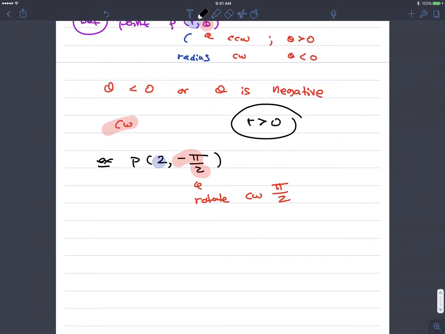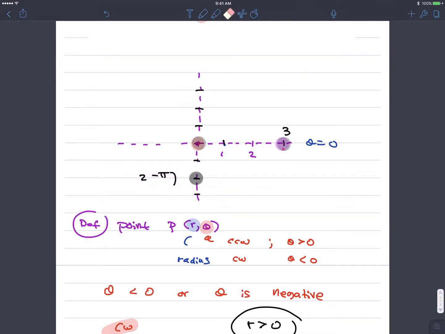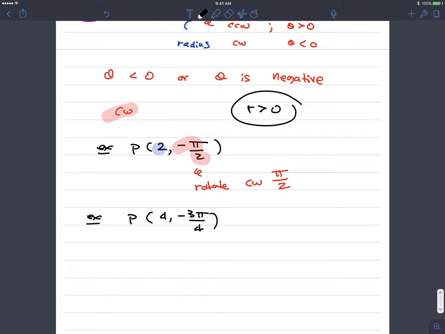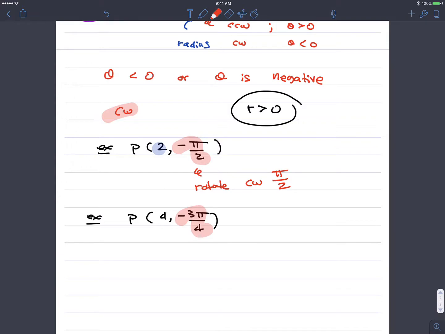So let's do some more examples for plotting, because this is the foundation. If I ask you to plot, maybe, negative 3π over 4, let's clean it all up. You first have to know what angle negative 3π over 4 is. 135 degrees? I've got to figure this out. How do you figure out the angle? I mean, negative 3π over 4.